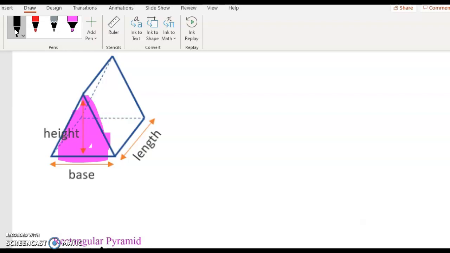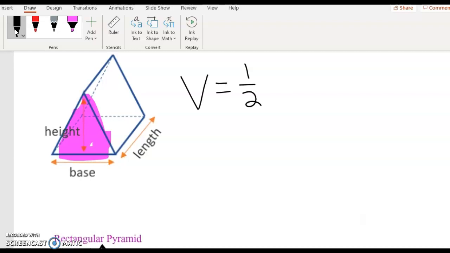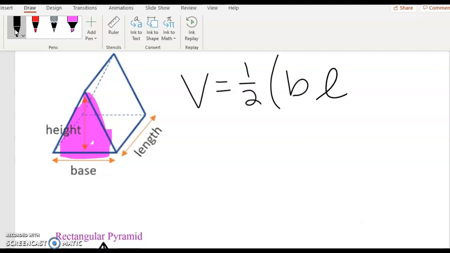Well, for a triangular prism, our volume is going to equal 1/2 of the base times length times height. We're only adding one more dimension to it, but we're still using that 1/2, just like we did when we were finding the area. And I will just remember that the height is going to be the height of the triangle there on the end. It's the height of our total shape.